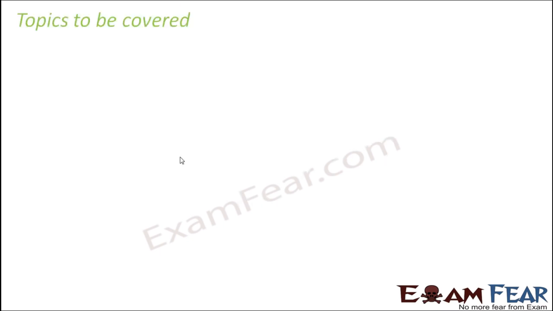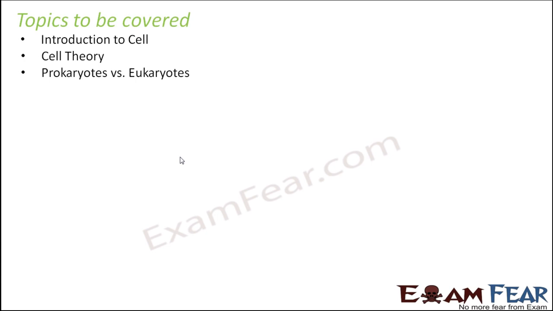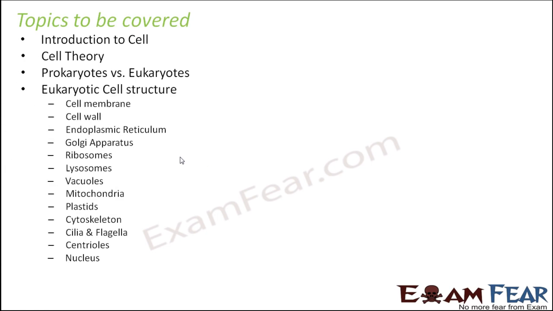Topics to be covered in this lesson are: Introduction to Cell, Cell Theory, Prokaryotes versus Eukaryotes, Eukaryotic cell structure, wherein we'll talk about cell membrane, cell wall, endoplasmic reticulum, Golgi apparatus, ribosomes, lysosomes, vacuoles, mitochondria, plastids, cytoskeleton, cilia and flagella, centrioles and nucleus. Then we'll talk about prokaryotic cell structure.